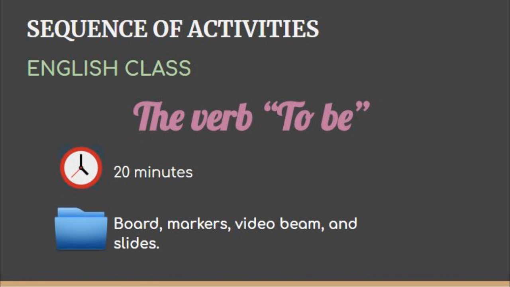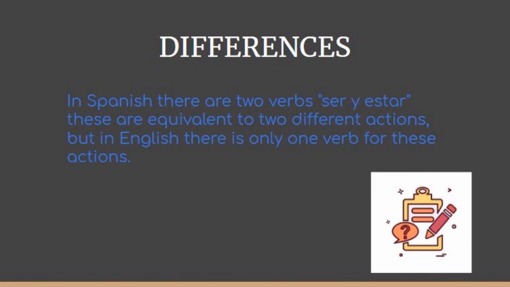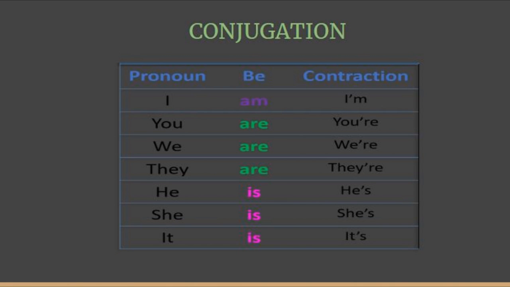Sequence of activities. English class. The class starts and we say hello to everyone by asking how they are doing, and then we will write the date and the topics of the class on the board, the verb to be. We will explain to them the verb to be, and we will explain that English has only one verb to indicate two different actions, that in Spanish would be ser y estar. We will show them its use, the contrast, and the conjugation.